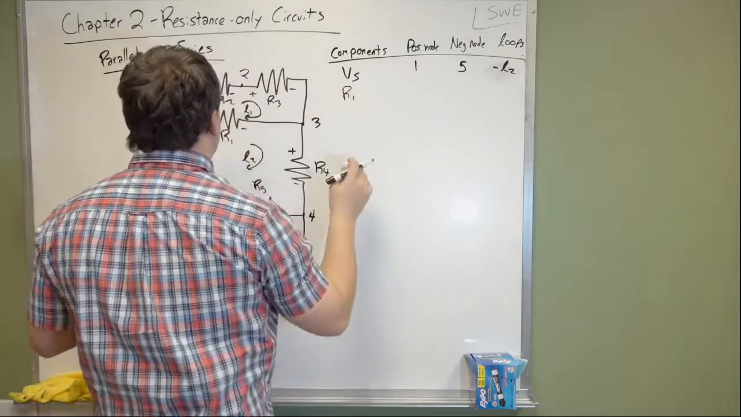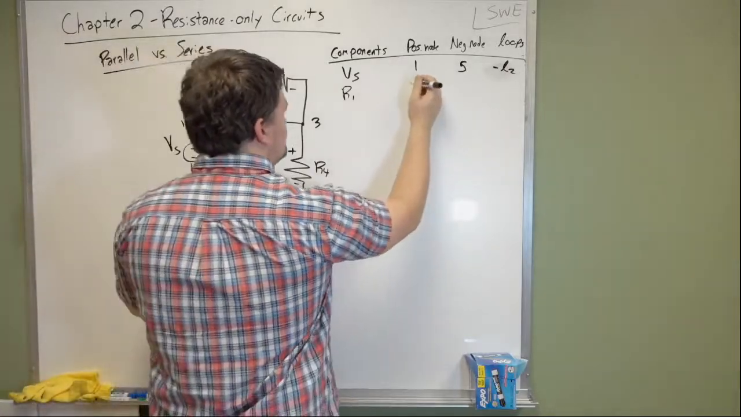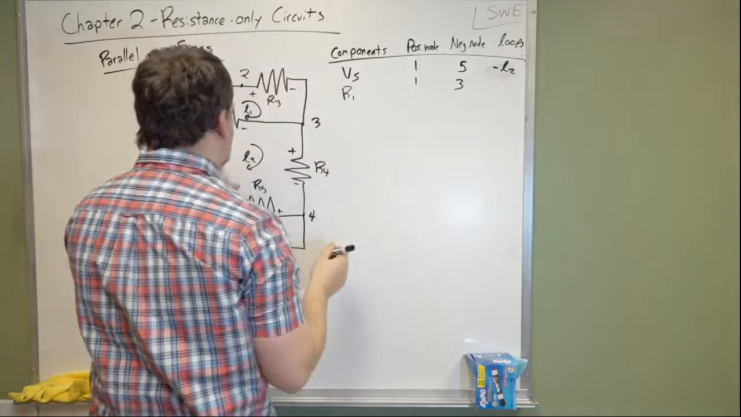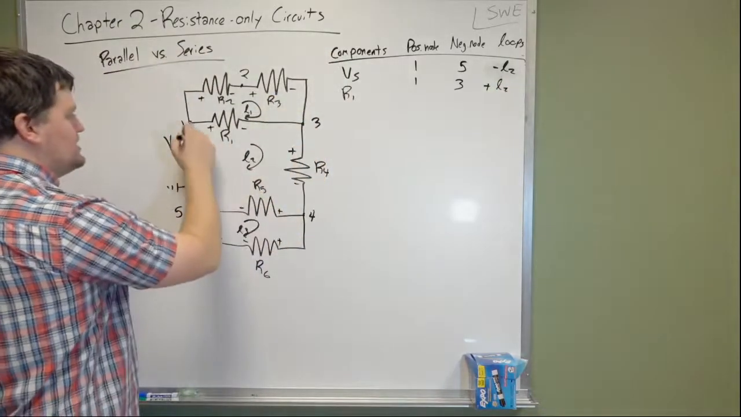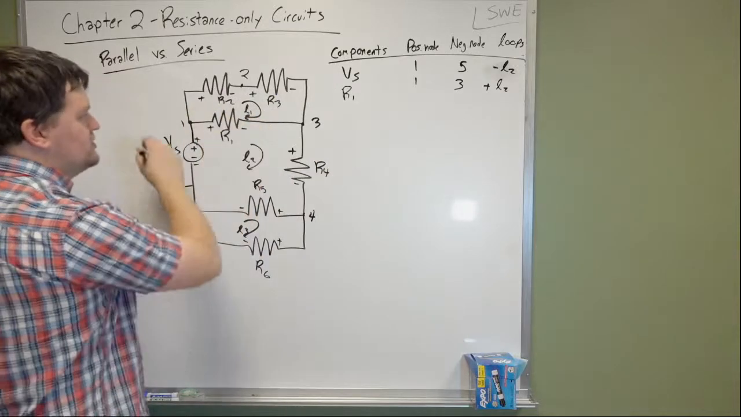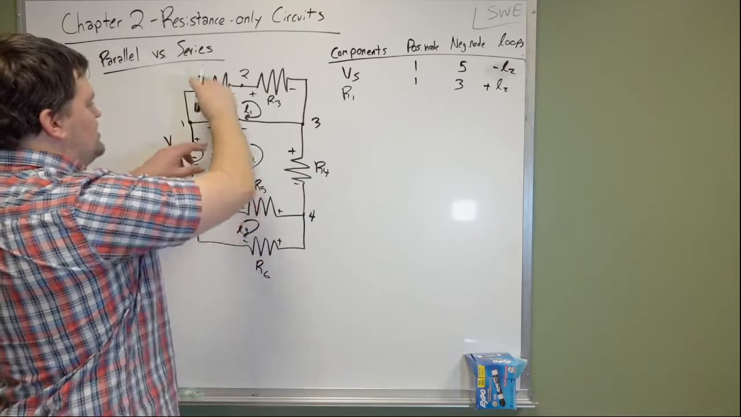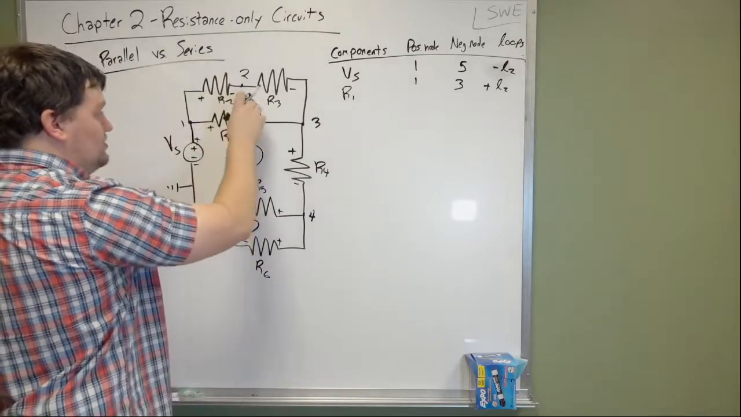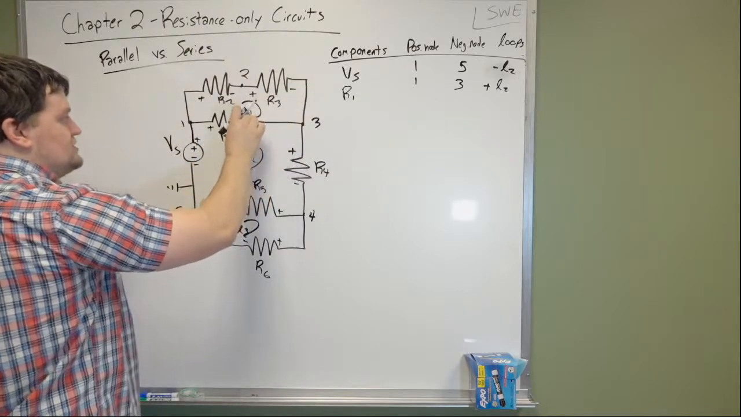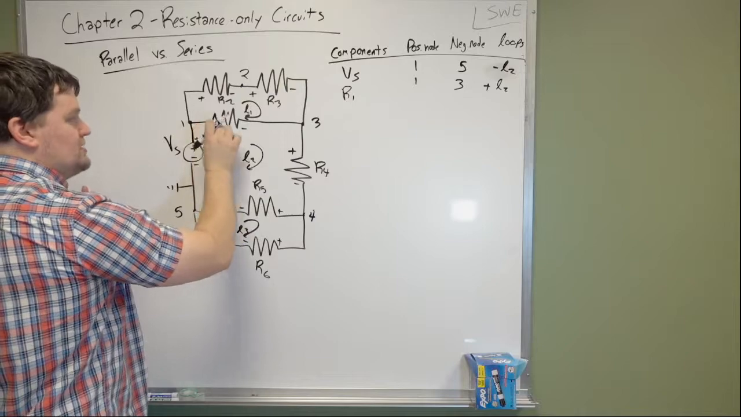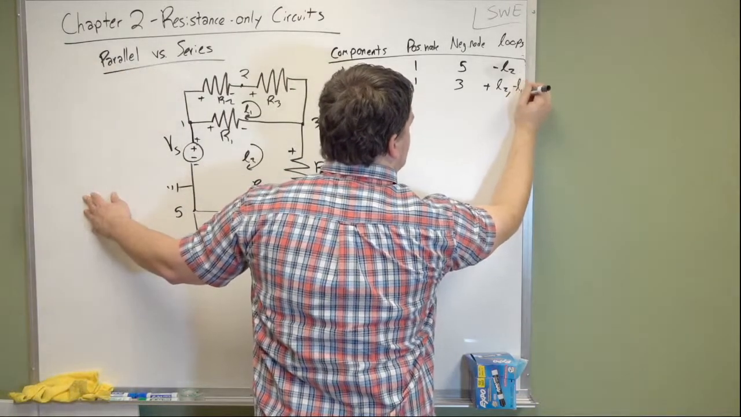We'll include R1. R1 now is positive in loop 2, but starts at node 1, ends at node 3. As I said, it's positive in loop 2 because as we go around clockwise, it goes from the positive node to the negative node, indicating that the current through that item is positive. It also goes through loop 1, but it goes backward because if we go clockwise around this loop, it's going to start at the negative node and end at the positive node. So this is a plus L2 minus L1.